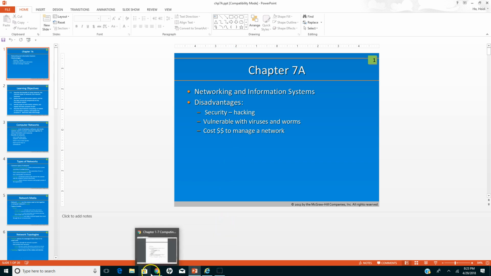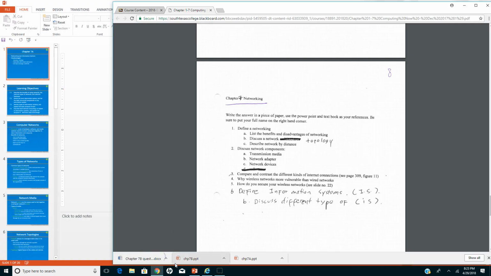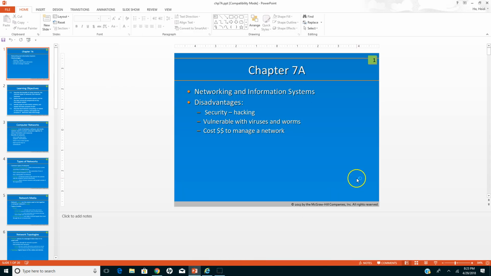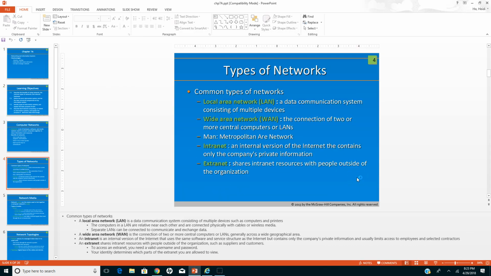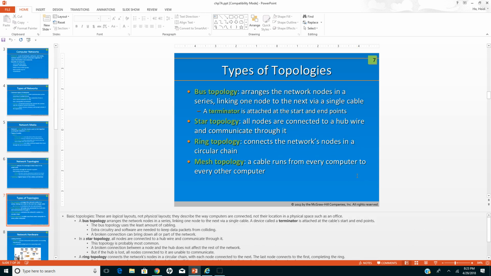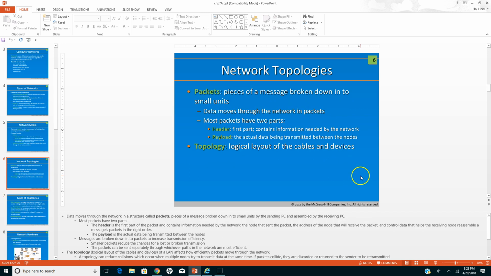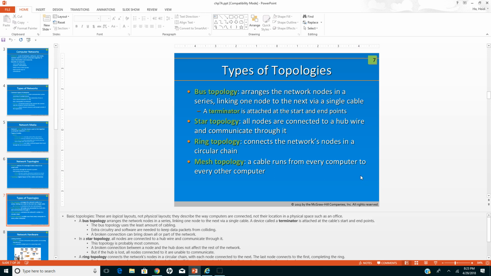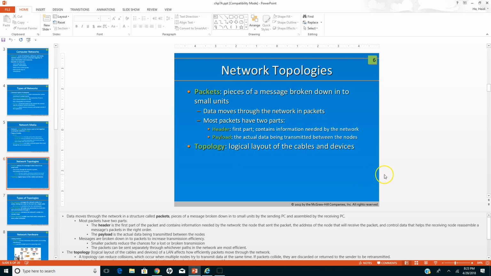Okay, so part B discusses network topology. Alright, let me see if I can find it here. Topology. Okay, the topologies are on slides number 6 and 7. What is topology?